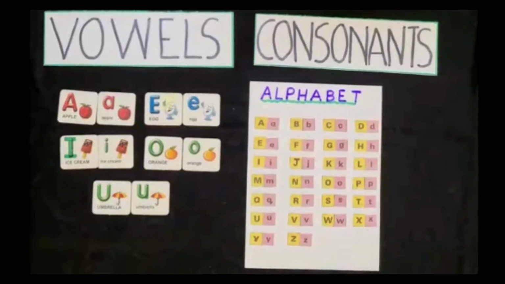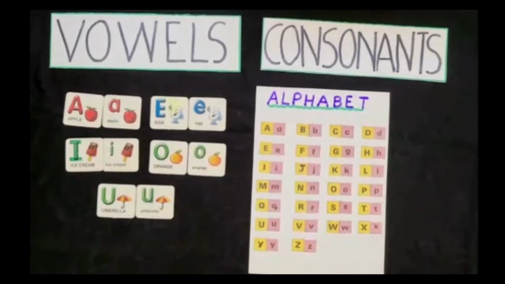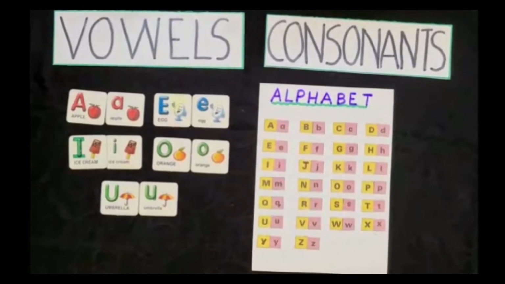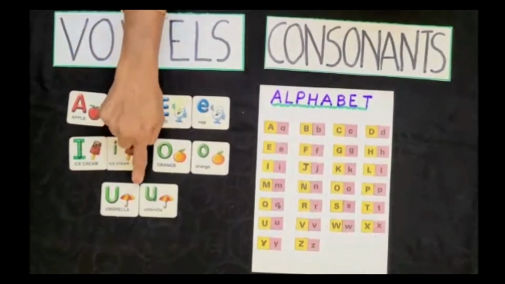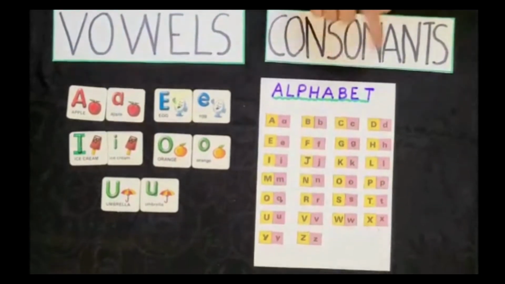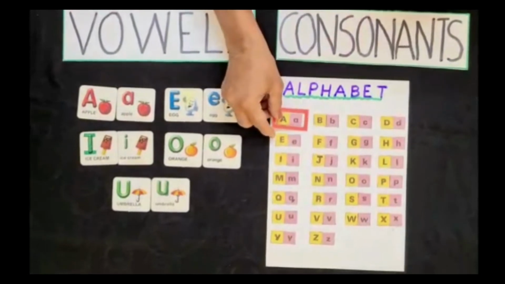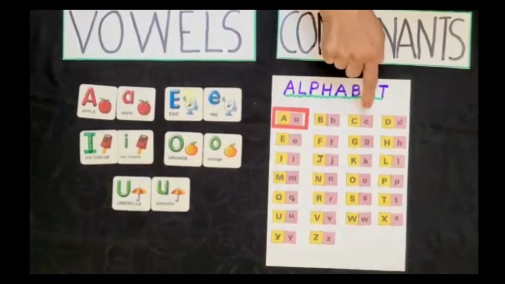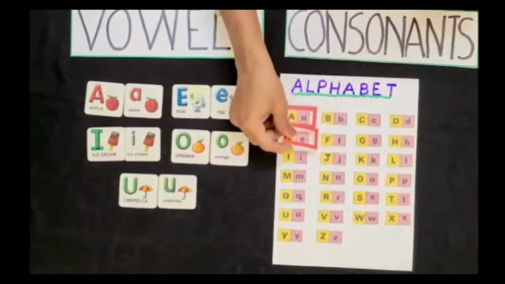Children, we have already learned that there are 26 letters in an alphabet. And from that there are 5 vowels: A, E, I, O and U. Now let us find the vowels in the alphabet. First is A. Yes, it is a vowel. B, C, D, E. Yes, E is a vowel.